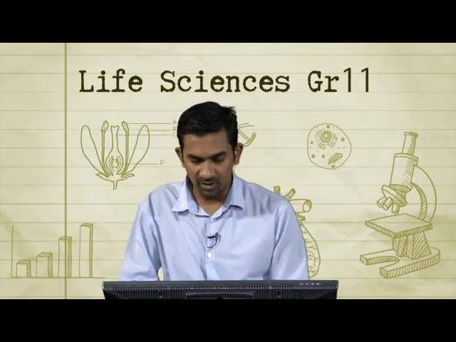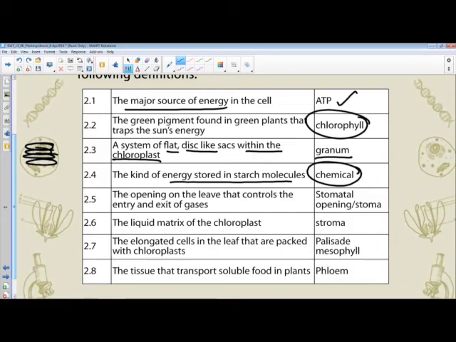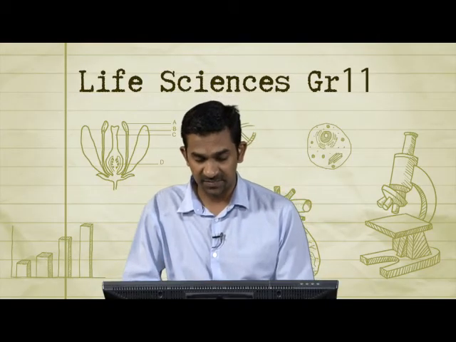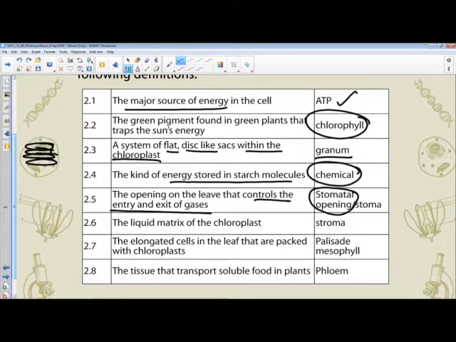2.5, the opening on the leaf that controls the entry and exit of gas. And you recollect this from grade 10. We know that gaseous exchange, or the process of transpiration, occurs through the stomata, and that opening is called the stomatal opening or the stoma. And that's essentially what controls gases entering, or even the loss of water from a plant. The liquid matrix of chloroplast.